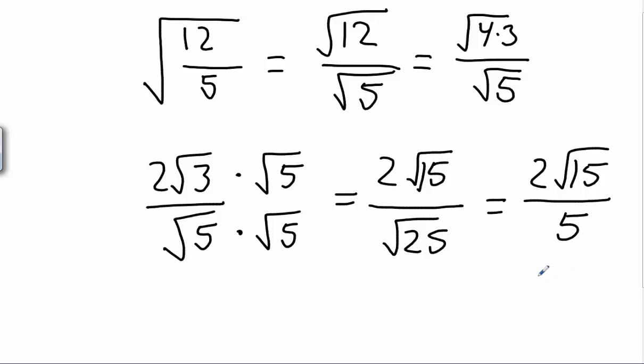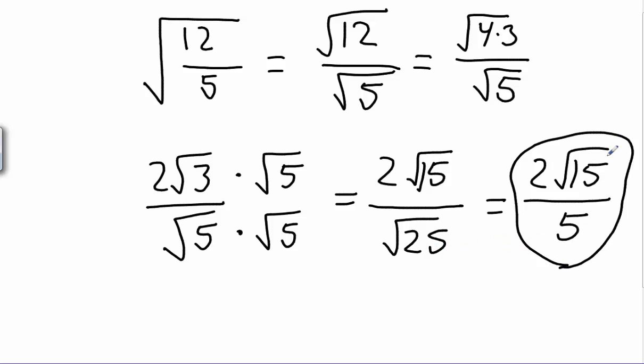Alright, we can't simplify anymore because this is 2 square root of 15 over 5, so we can't do 15 divided by 5 is 3 because that's not allowed. So leave it like that, and that is your final answer.